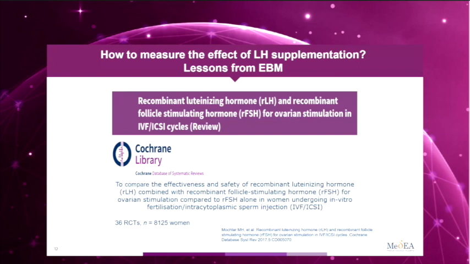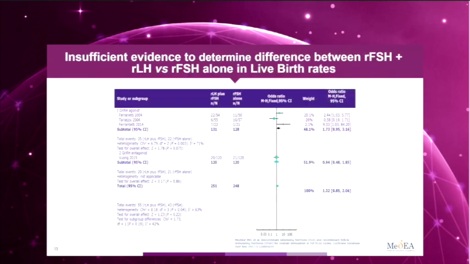So let me tell you what the results of this meta-analysis are. Looking at live birth rate, there is not sufficient evidence to clarify if recombinant LH increases the live birth rate. Insufficient evidence to prove. But let's have a look at the results. We have 250 observations in one group and about 250 in the other group.